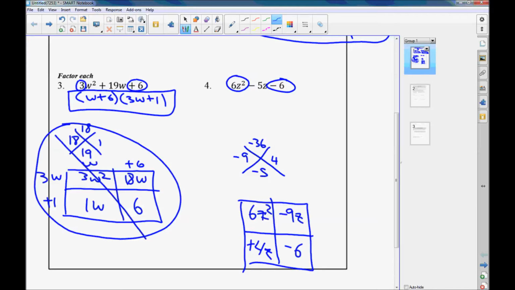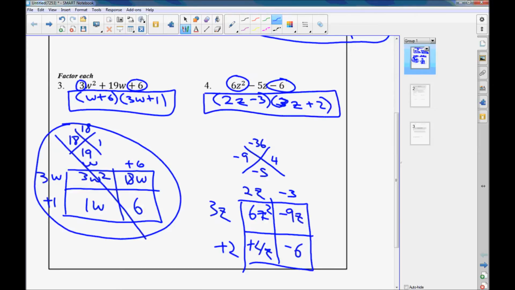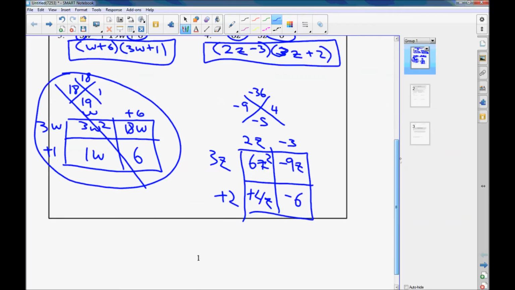Okay. So the GCF of the top two is 3z, and that left behind 2z and -3. That means I need a +2 here to multiply to get -6, and 2 times 2z also makes 4z, so I know I did it right. So this is going to be (2z - 3)(3z + 2). All right, that concludes our first page. Let's flip it over and see what we mean by solving.